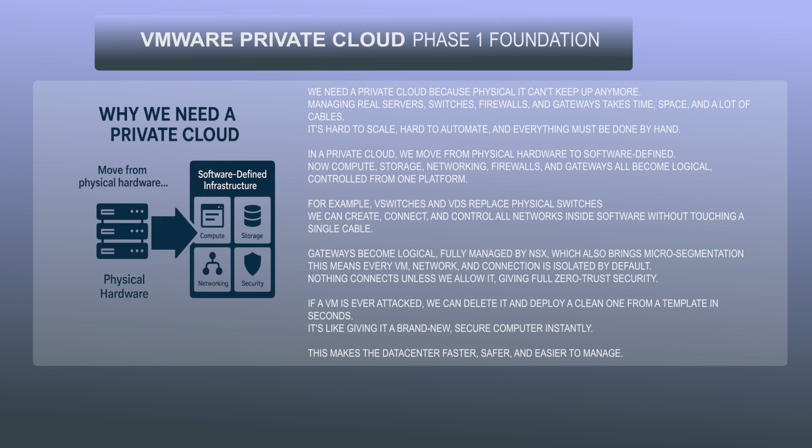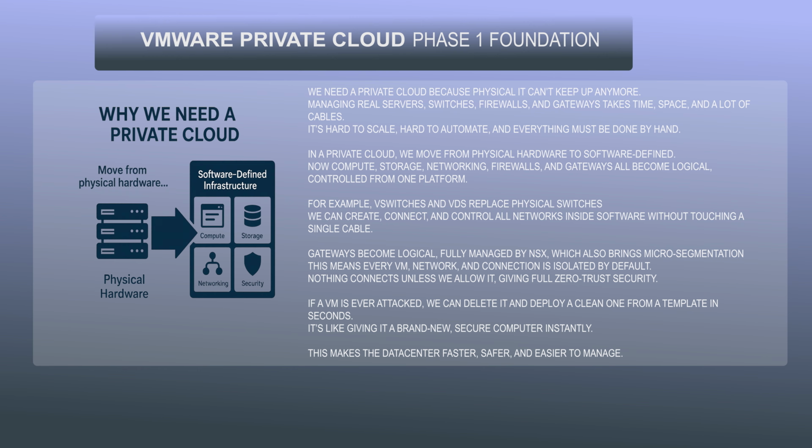Why do we need a private cloud? We need a private cloud because physical IT can't keep up anymore. Managing real servers, switches, firewalls, and gateways takes time, space, and a lot of cables. It's hard to scale, hard to automate, and everything must be done by hand. In a private cloud, we move from physical hardware to software-defined. Now compute, storage, networking, firewalls, and gateways all become logical, controlled from one platform.